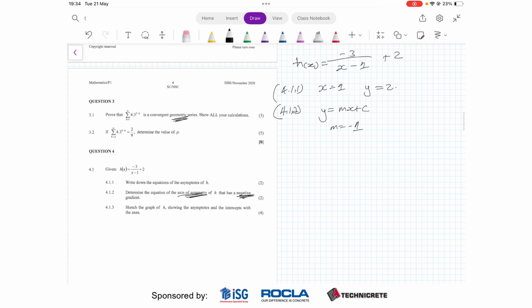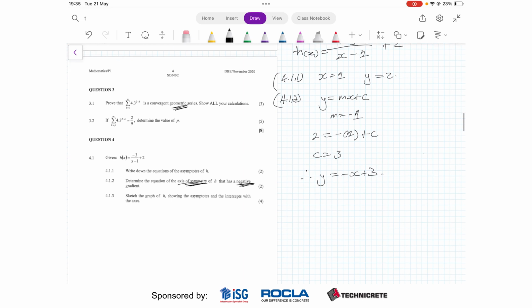Now, an axis of symmetry also passes through the point at which the asymptotes intersect. So meaning on our graph, if my asymptote is x is equal to 1 and y is equal to 2, my axis of symmetry passes through the point of intersection there. So that means I can just plug in those values of the asymptote, where y is equal to 2 is equal to minus 1 plus c, which tells me c is equal to 3. Therefore, the equation of my axis of symmetry will be y is equal to minus x plus 3.